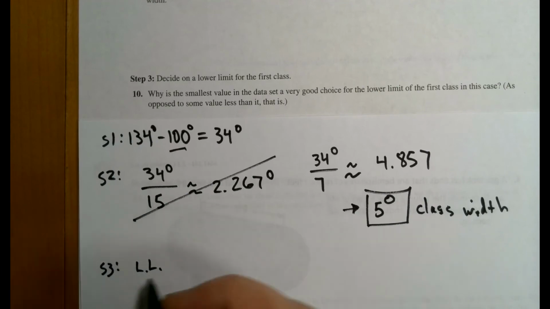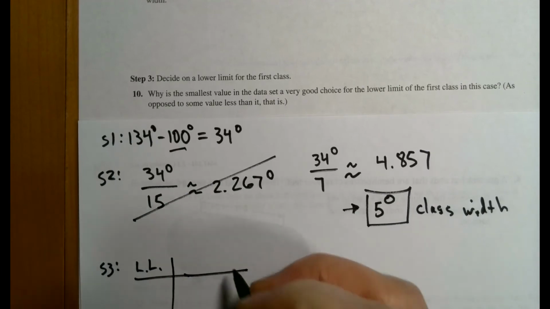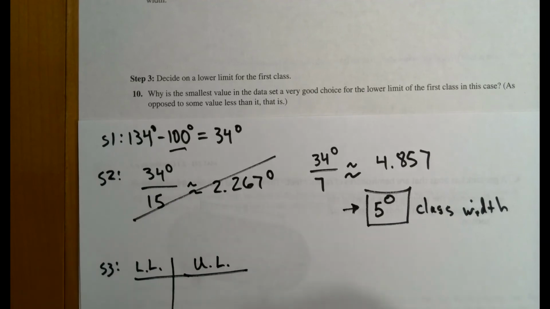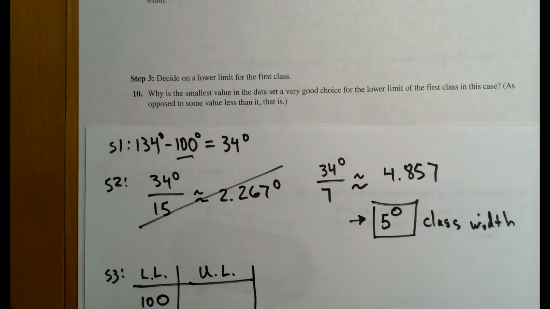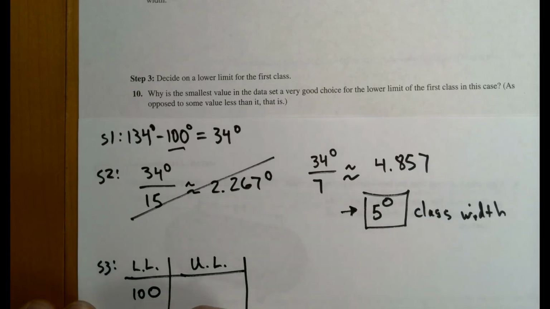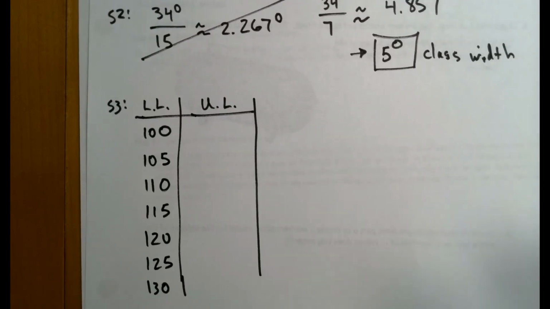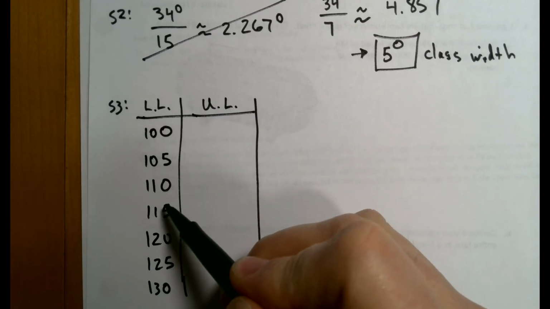So I'll do lower limit here, and we're going to list those lower limits. Then I'll do upper limit here, and then we're going to group all our data in there. So if we make 100 our first lower limit, then the next lower limit, kind of ignoring his strategy, is going to be adding 5 to this, which would be 105. And then we'd add 5 to that one, we'd get 110, add 5 to that one, we get 115 and 120. 1, 2, 3, 4, 5, 6, 7. Here's our 7 classes. So I just added 5 to each lower limit.